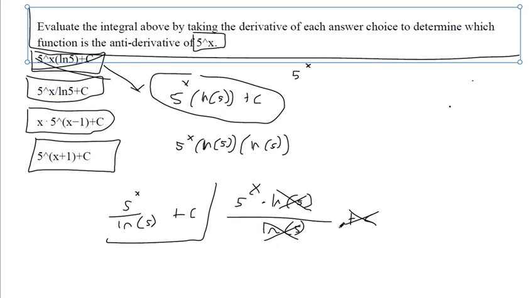And this is gone too, because when you take a derivative of a plain old constant with respect to x, it's 0, right? Because it's not changing with respect to x. And so this is our antiderivative, this one right here, because when we took a derivative, it turned back into 5 to the x.